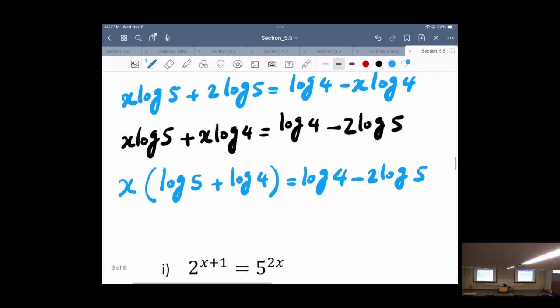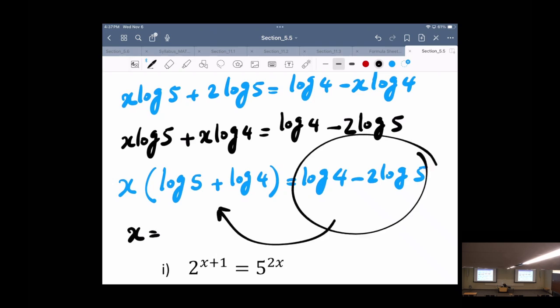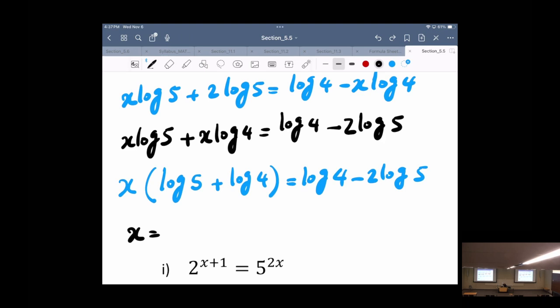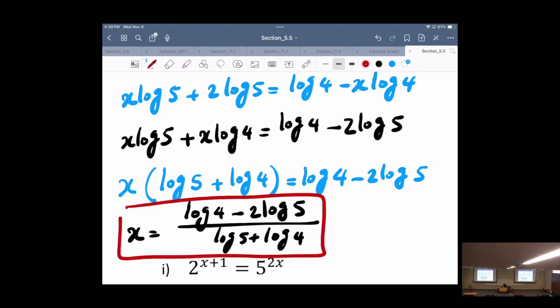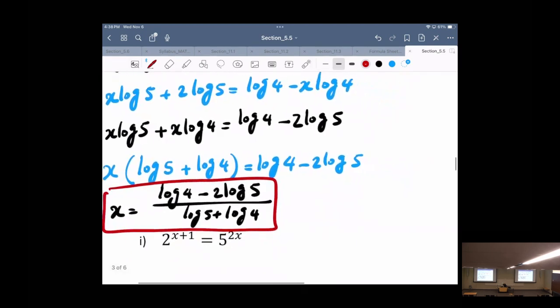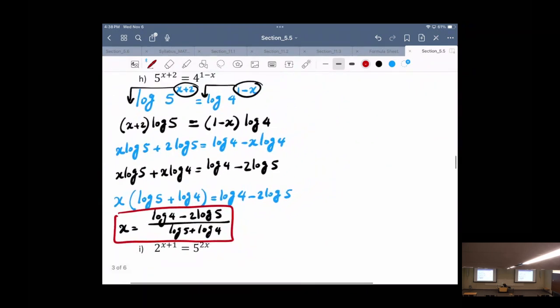Now we can solve for x, right? We can say x is all of this divided by whatever we have in this parentheses. So it's log of 4 minus 2 log 5 divided by log 5 plus log 4. So this is one form of valid answer for this problem, but it's in exact form, right? If you're asked to write this in decimal form, then you'll have to calculate all these logs.